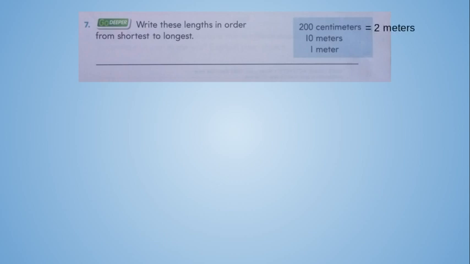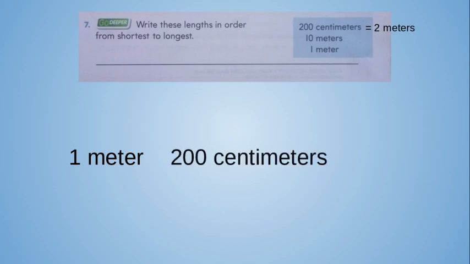Now I know all of my measurements in meters, and it'll be easier to organize them from shortest to longest. So I have 2 meters, 10 meters, and 1 meter. So the shortest would be 1 meter. The next shortest would be 2 meters or 200 centimeters, which means the longest measurement here is 10 meters. And that's how I should have them written on my paper.